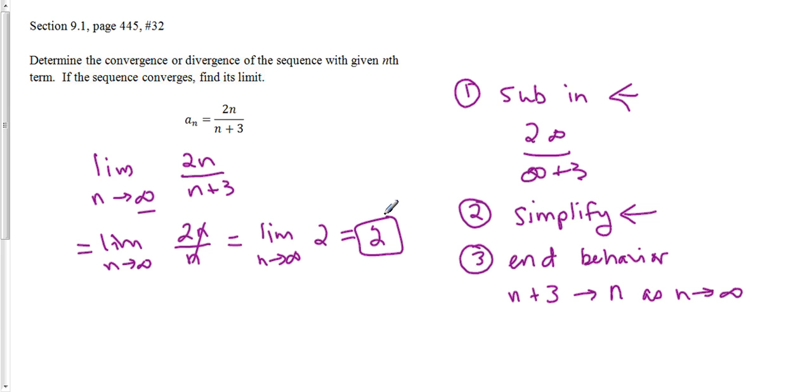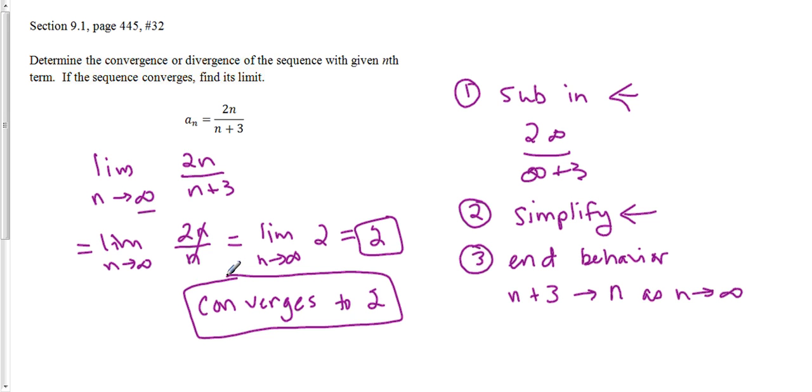Now, because this limit is equal to an actual number, I know that my sequence converges, and I know that it's going to converge to 2. And that is the answer to my question.